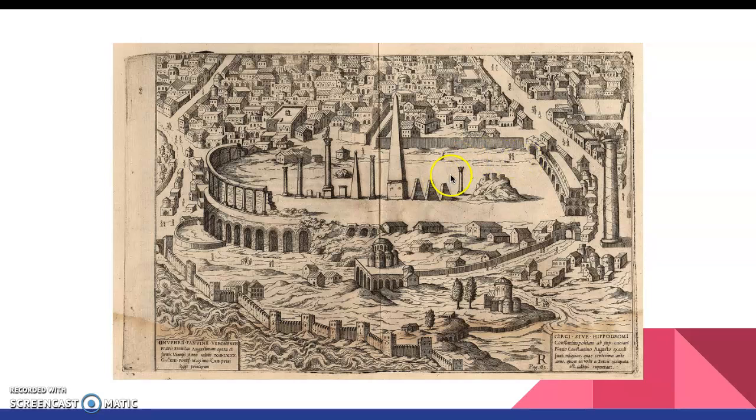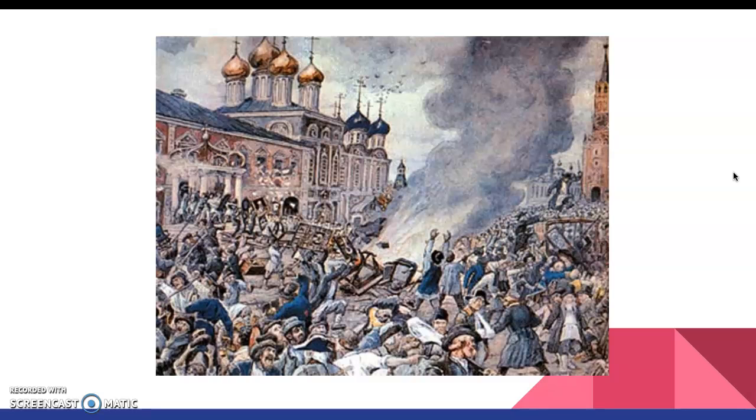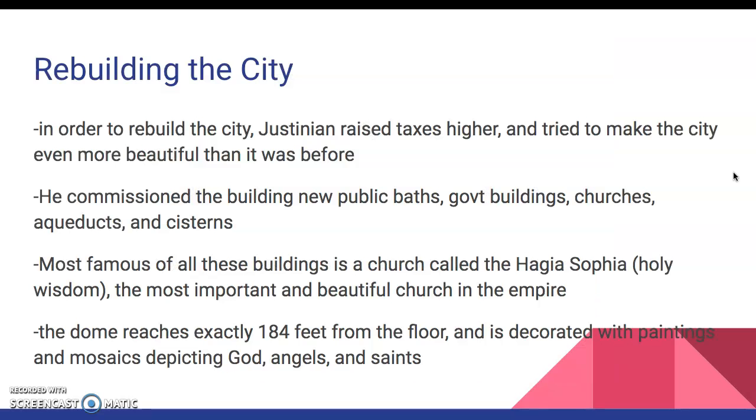This is a later map, but you can see the Hippodrome, or what's left of it, right here. Huge, expansive palace. Now that some of the city had been destroyed, thanks to the revolt, Justinian took it upon himself to rebuild it. Justinian raised taxes higher, I guess he didn't learn his lesson, and tried to make the city even more beautiful and appealing than it was before. He commissioned the building of new public baths, government buildings, and churches, aqueducts, and cisterns.